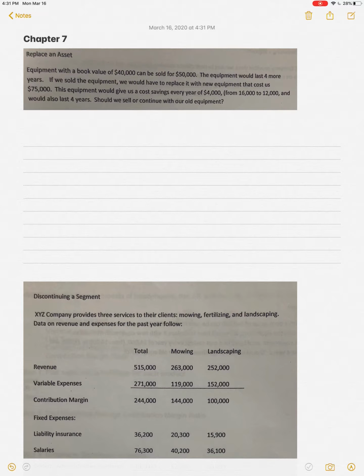And to get an idea of how this impacts our net income, we're going to build these little mini income statements that show us the impact it will have. So our first decision is to replace an asset or not. And we're going to look at, should we replace this? Or should we just keep the old one? And we're going to look at whether costs are relevant or irrelevant to our decision.